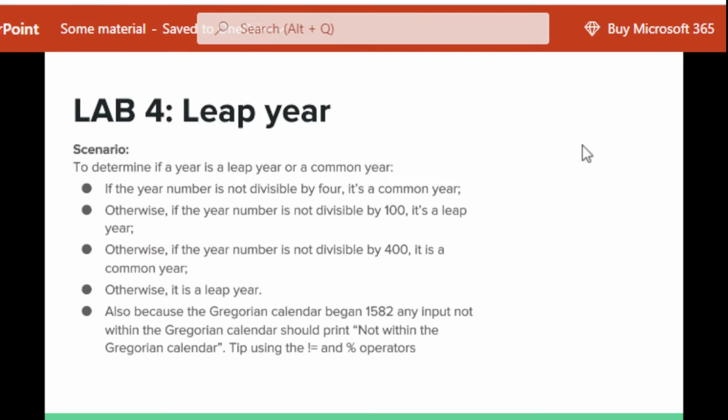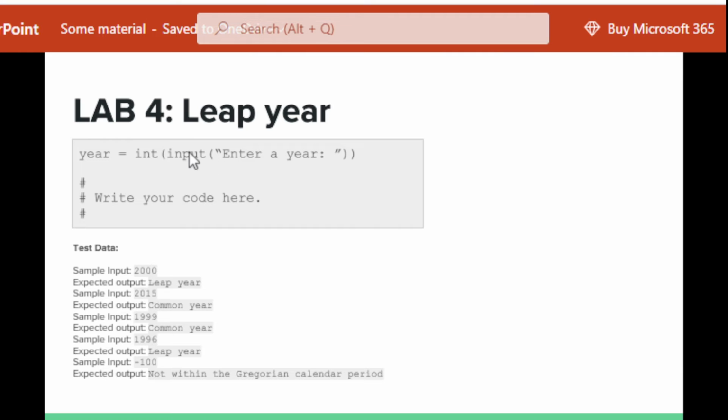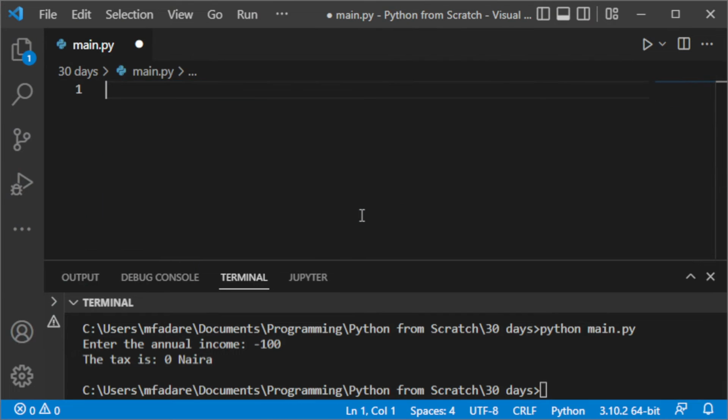And let us see lab 4. Here we have been asked to determine if a year is a leap year or a common year. And these are the set of conditions that they've given us. If the year number is divisible by 4, it's a common year. Otherwise, if the year number is, oh, okay, so we've gotten all the conditions. We have a bunch of conditions here already. So I think we'll just go right ahead into it. They've given us the skeletal code, which is year and that. So let us have that in our code. We have year.